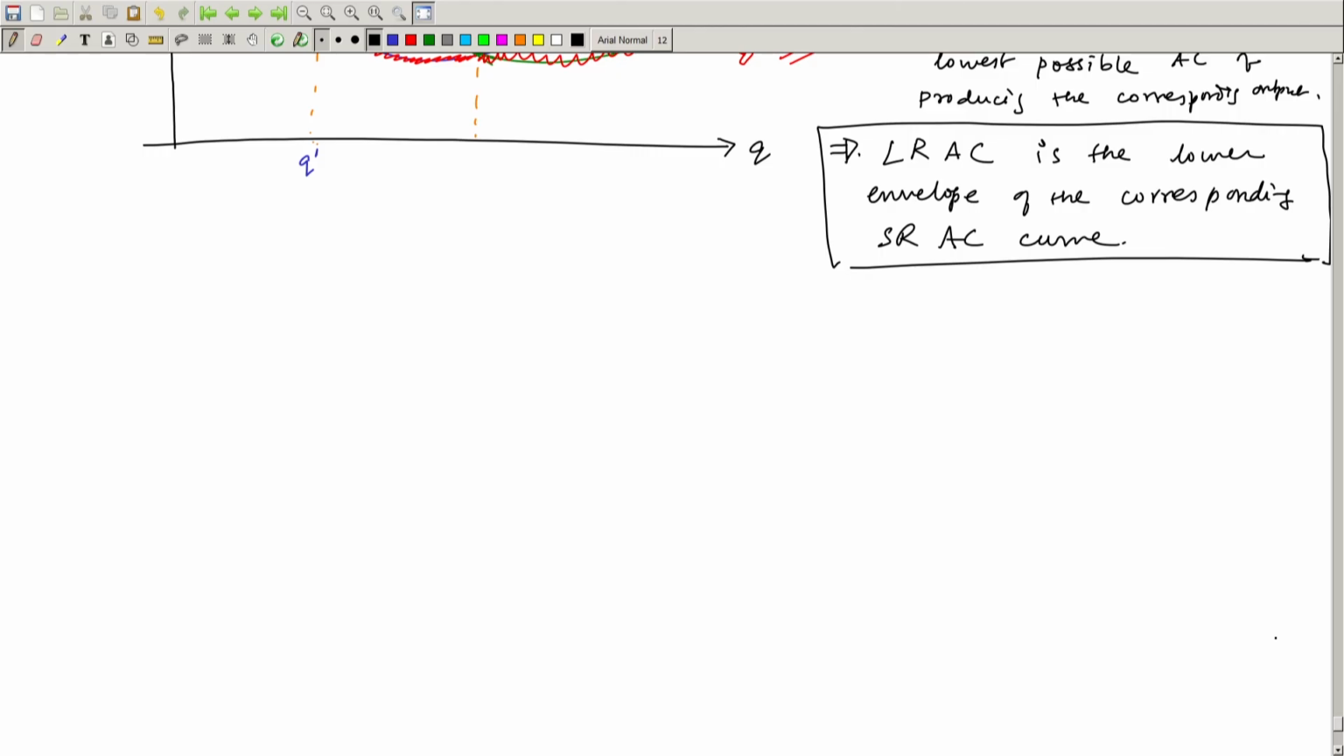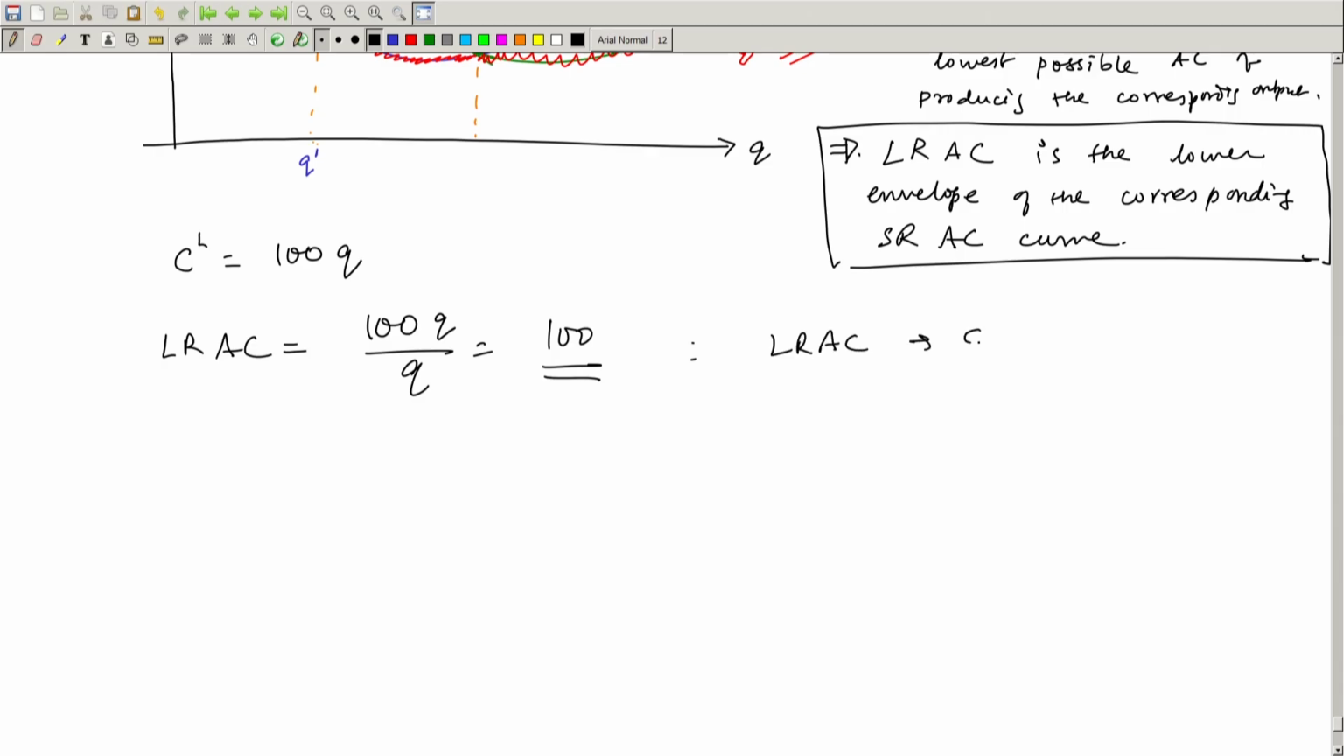Now, in the above example, the long run cost turned out to be 100 times q. So, the long run average cost here is the long run cost divided by q, which is equal to 100. In fact, the long run average cost was constant in that particular example, right.